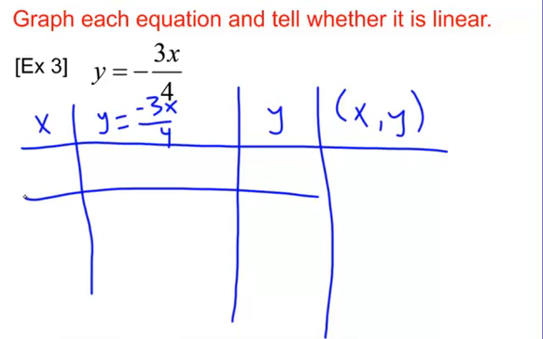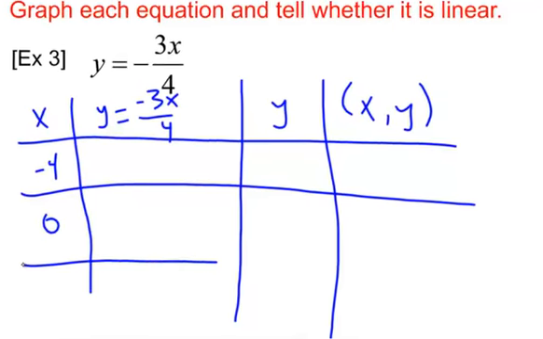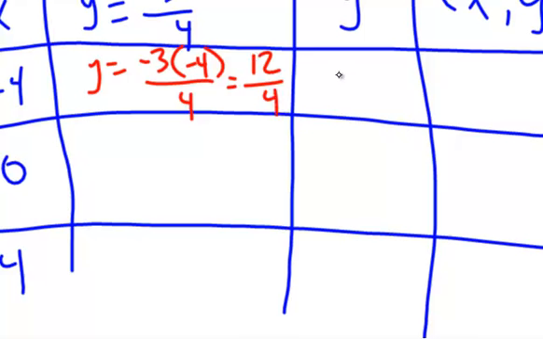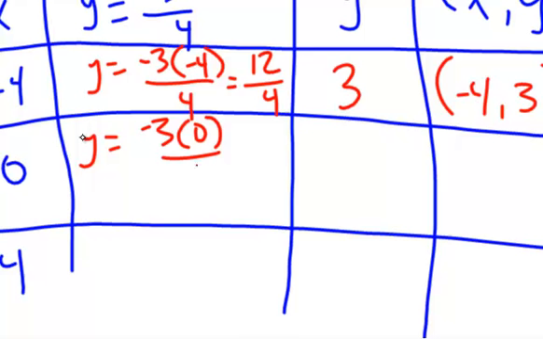I'm going to pick -4, 0, and 4. So if I plug -4 in here, I'm going to get y equals -3 times -4 over 4. Well, -3 times -4 is 12. Divided by 4 is 3, right? So that would be -4, 3. And let's plug 0 in. -3 times 0 is 0, so 0 over 4 is just 0, right?